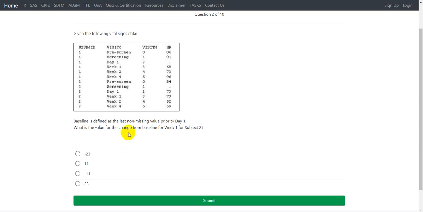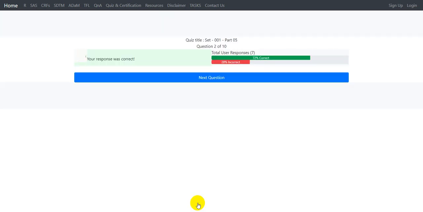Let us take a look at the options and see if we have minus 11 in it. The first option said minus 23, the second one said positive 11, but the change from baseline is calculated as the result minus baseline result. So 73 minus 84 will give a negative number, so positive 11 will not be correct. And we have minus 11 here in the third option. Let us check if this is the correct answer or not. So it says our response is correct.